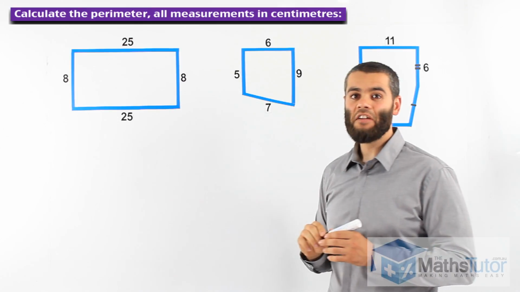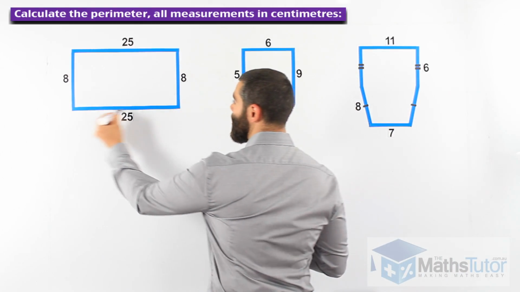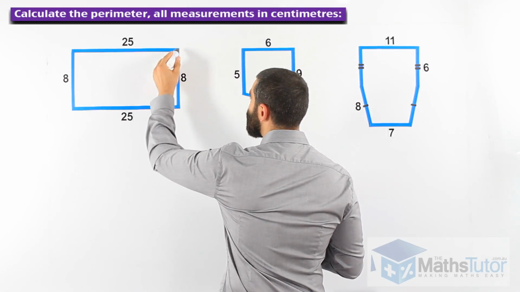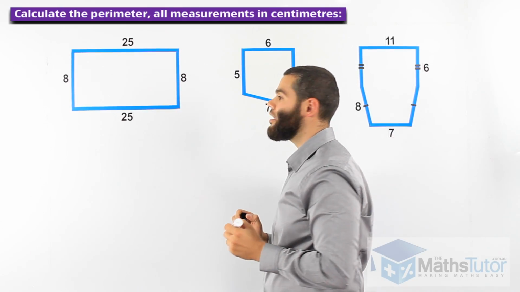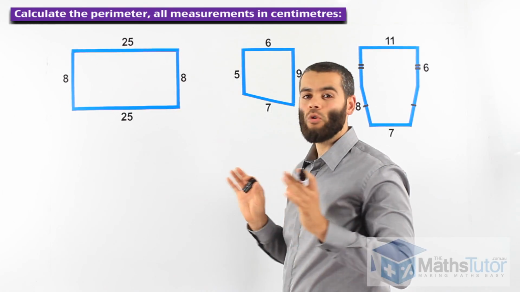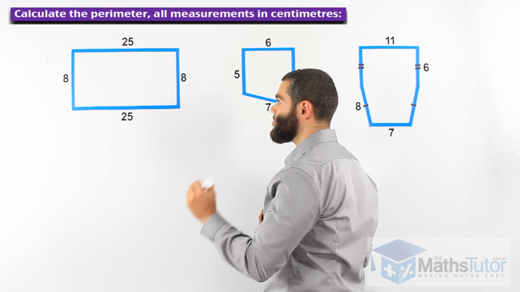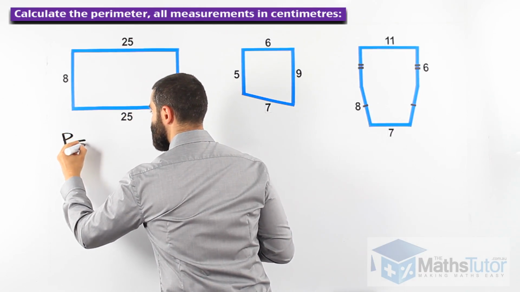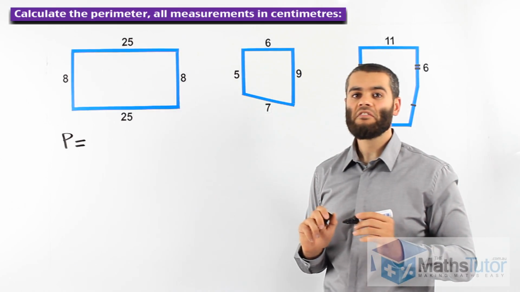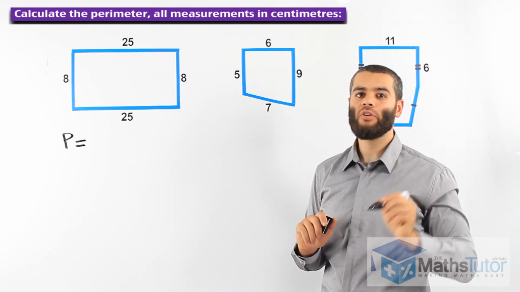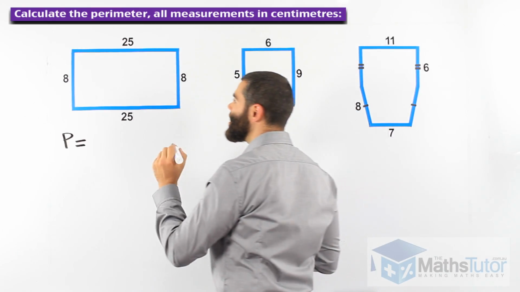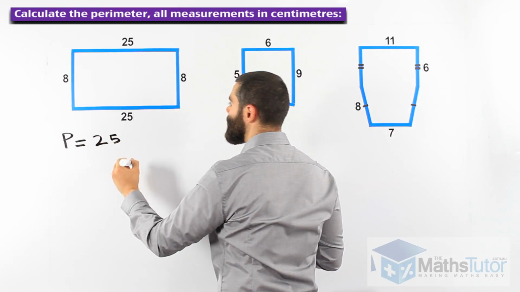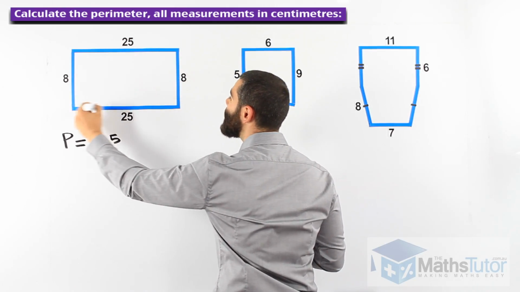The shape here, as you can see, is a rectangle. We have two long sides, 25 centimeters each, and we have 8 here, which is 8 centimeters. We mentioned all measurements are in centimeters. So we're going to work out the perimeter. Now the perimeter, P for perimeter, is the boundary. It's the total boundary around a shape. So here, let's start from the top, 25. We want the total, so we're going to add all the boundary together.